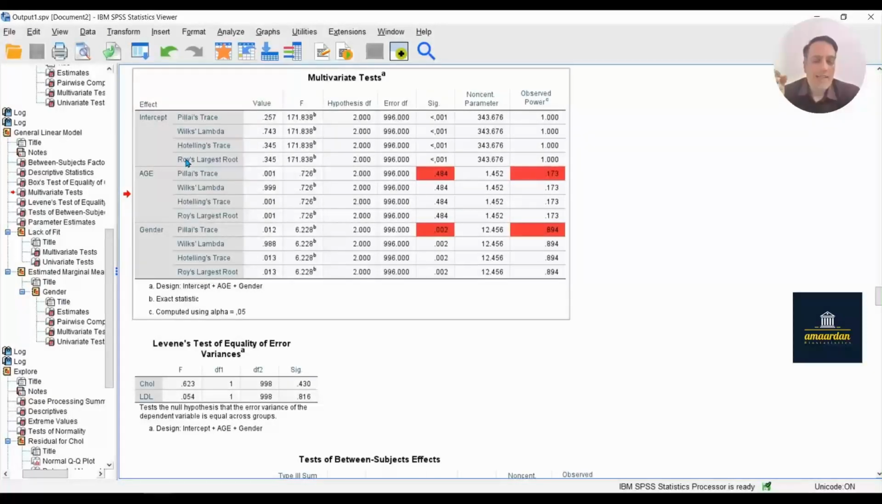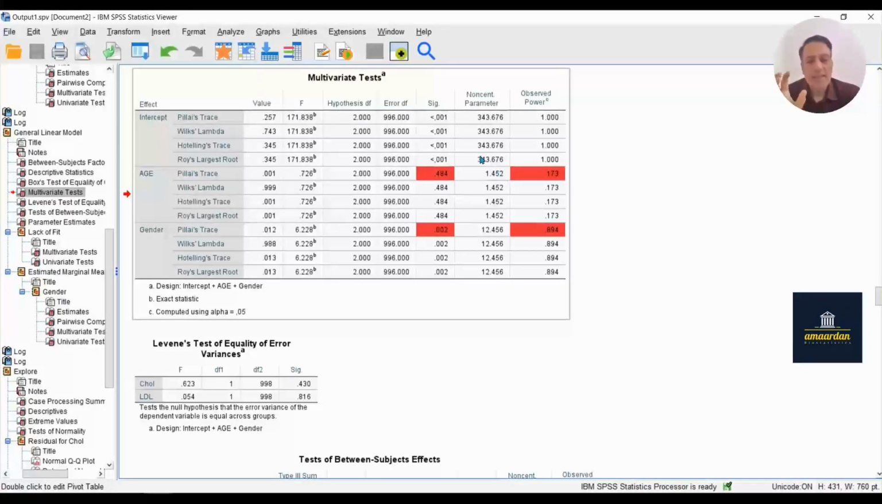It's usual to interpret Pillai's trace results. In this table, we see that there isn't a linear relationship between age and dependent variables, but there is a linear and significant relationship between gender and dependent variables with a p-value near 0.002.